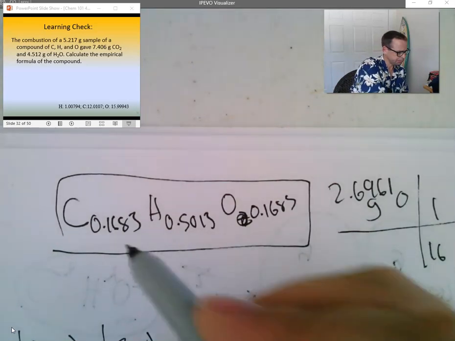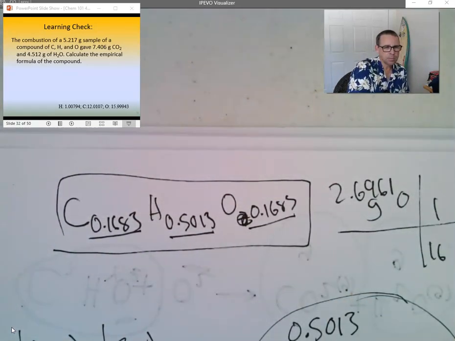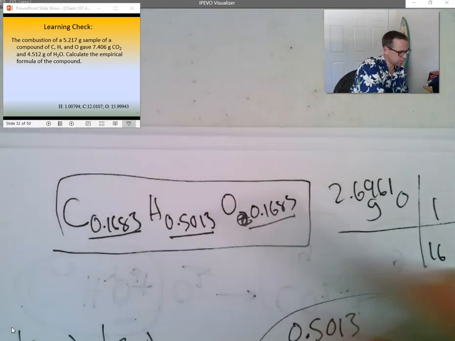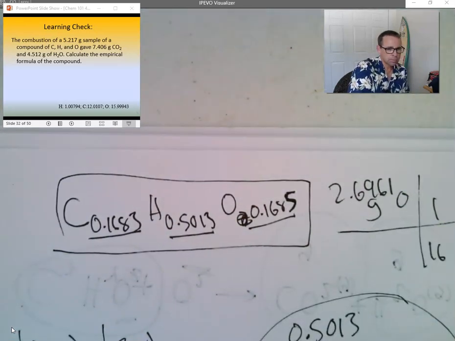Divide it by the smallest number. Which one's the smallest number? 1683, 168... Is that a 7 or a 5? This is a 3 and that's a 5. Okay, then we divide them all by 1.683. Yeah, by 0.1683, right?